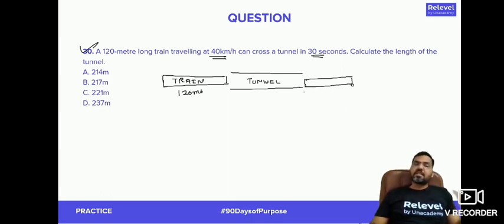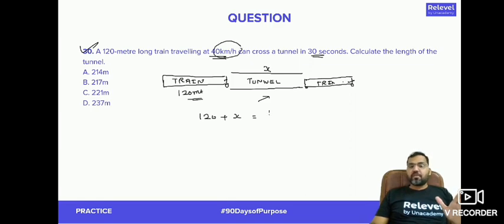When the rear end of the train crosses the tunnel, in that moment you can say the train has crossed the tunnel. So from this point to this point, the train has traveled the total distance of its own length plus the length of the tunnel. So total distance traveled by the train to cross the tunnel will be the length of the train, 120, plus the length of the tunnel, let's say x. This is the total distance traveled, and this is traveled at a speed of 40 kilometer per hour in 30 seconds. Kilometer per hour can be converted into meter per second by multiplying it by 5 by 18. Because time is given to us in seconds, it's compulsory for you to convert it into seconds.